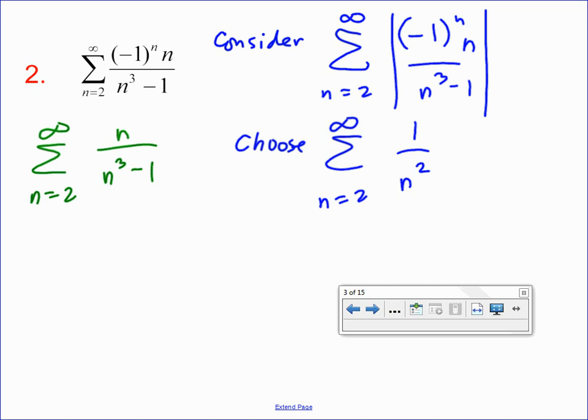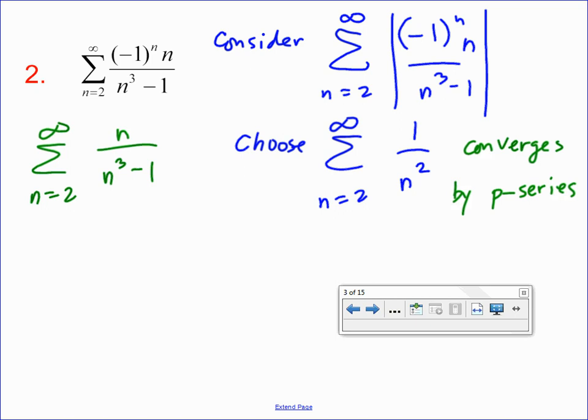Okay, so what does this comparison series do? What does the sum of 1 over n squared do? Sophia? Converges, right? By a p-series test, that exponent is greater than 1, so this comparison series is guaranteed to converge.